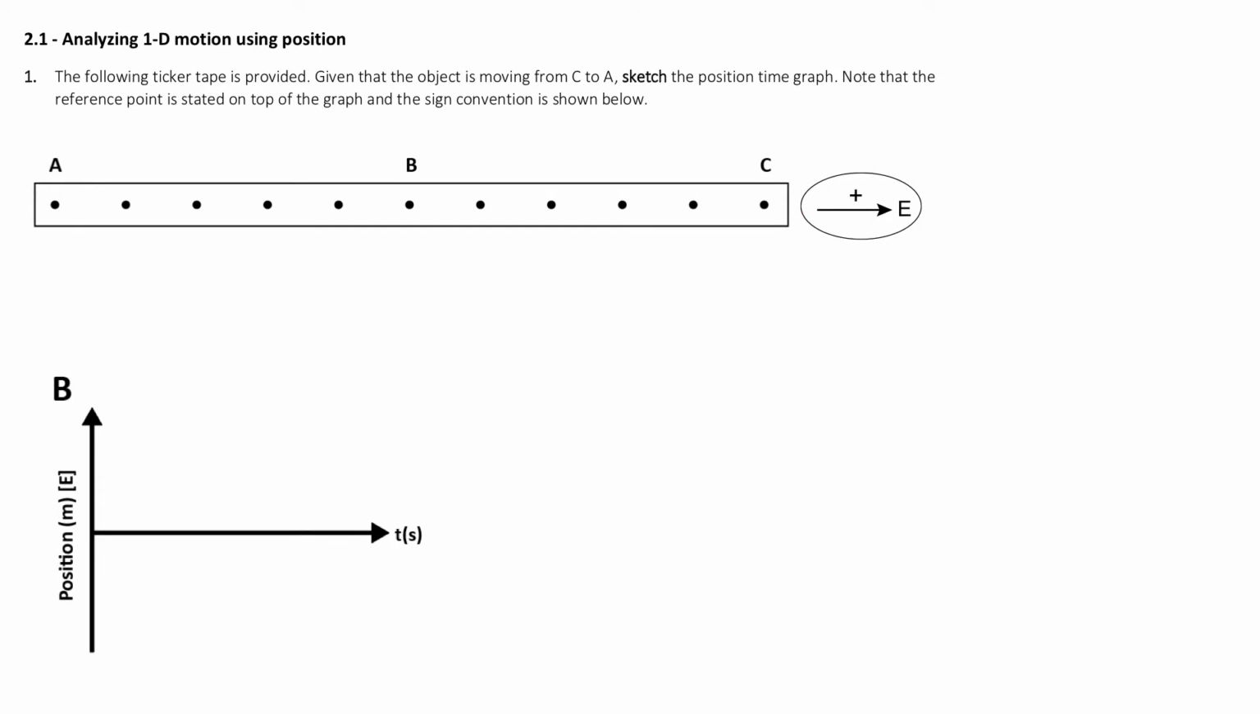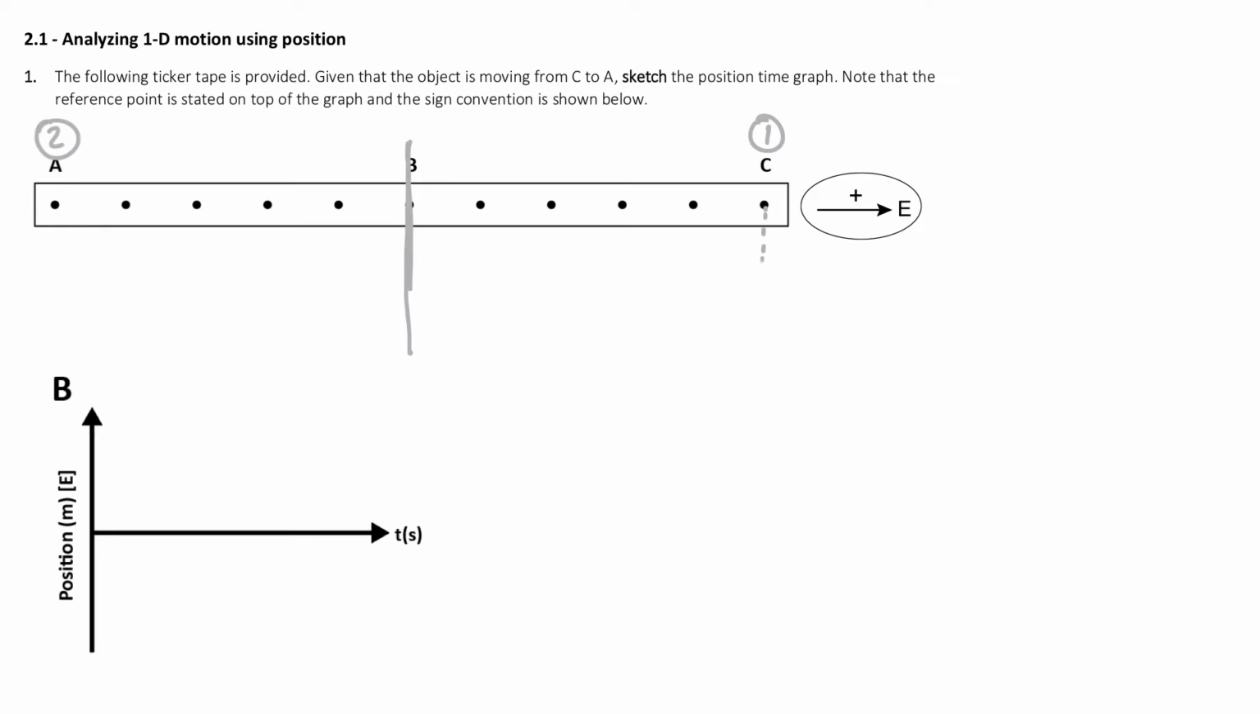So the sign convention for this first question is that east is in the positive direction. And we know that our reference point here is point B. So what I'm going to do for this is I will put my reference point here. And I know that I'm starting here and moving in this direction. So that's my final position.